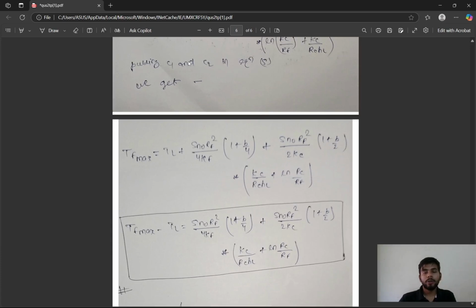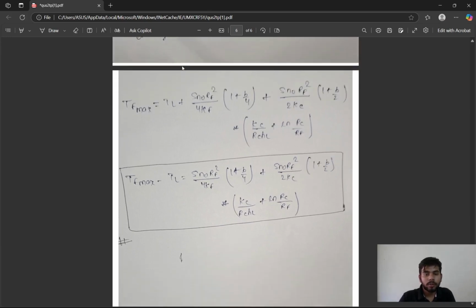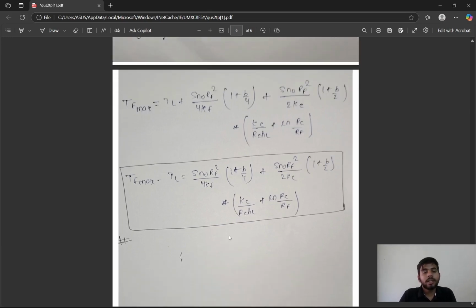So after putting C1 and C2 in equation 5 and rearranging all terms, we got our final expression as Tf max minus Tf equals to S naught multiplied by capital Rf square divided by 4 times of Kf, whole multiplied by 1 plus b by 4, plus S naught capital Rf square divided by twice Kc multiplied by 1 plus b by 2, whole multiplied by Kc divided by Rc into hL plus ln of Rc by Rf.